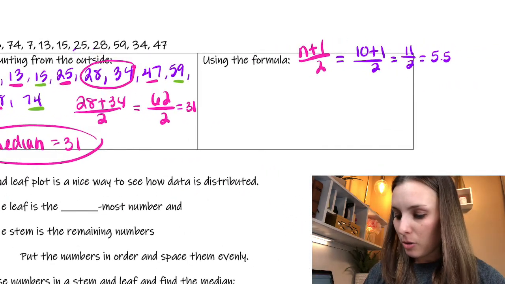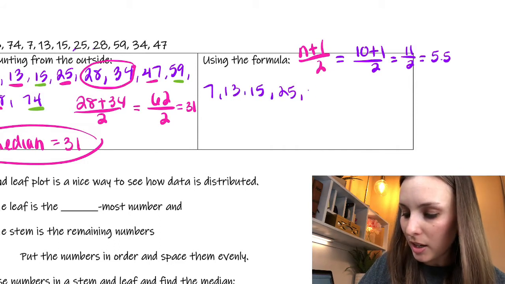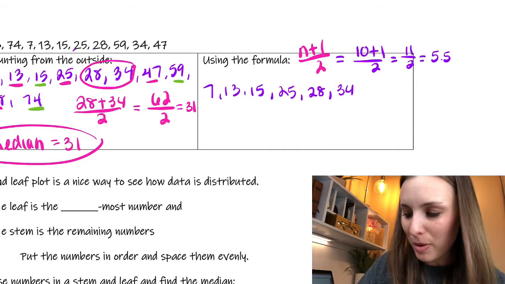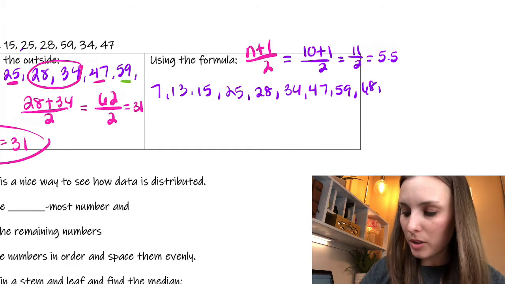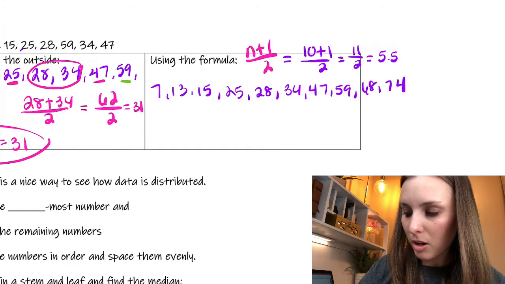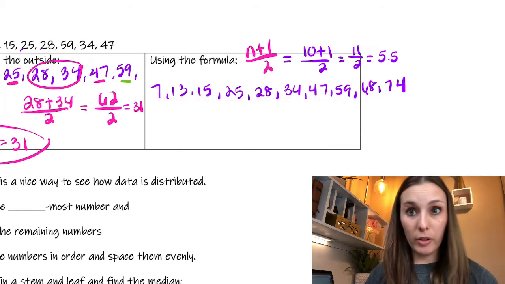All right, so we put them in order. I've already done the work for that, so I'm just going to rewrite it. I'm rewriting it because I've marked all over it in my other problem that I don't want to use again. Let me count and make sure. 1, 2, 3, 4, 5, 6, 7, 8, 9, 10. I got all the numbers.